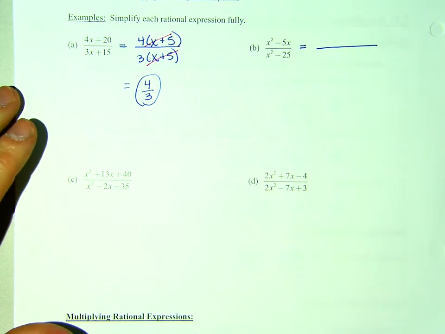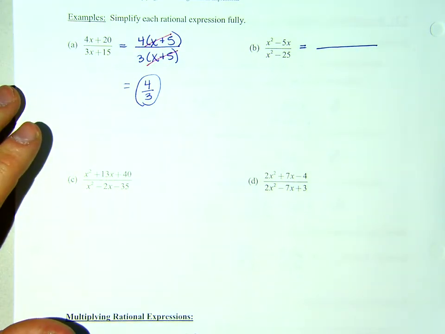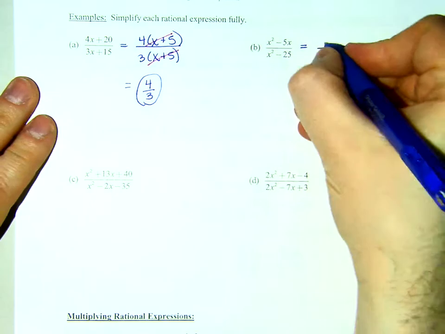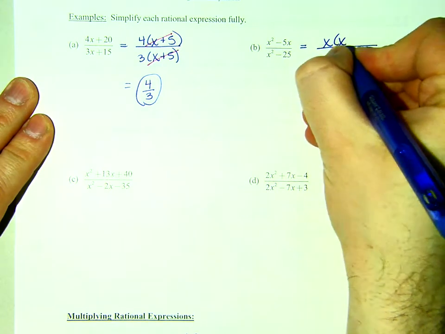Honestly, what we're doing now is why I keep putting all that factoring on the cumulative reviews, because we've got to be able to use all of our different factoring techniques with these problems. Braden, what's happening up top? X minus 5. Yeah, it's just a GCF thing, so x times x minus 5.